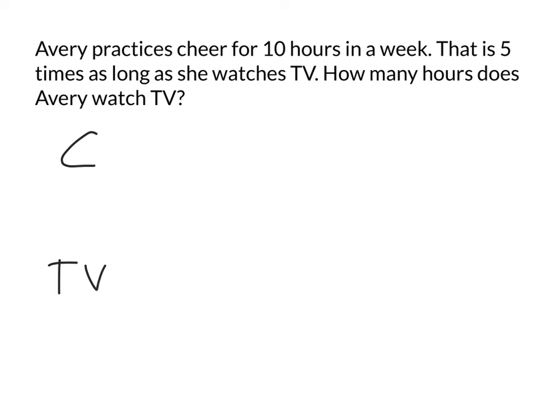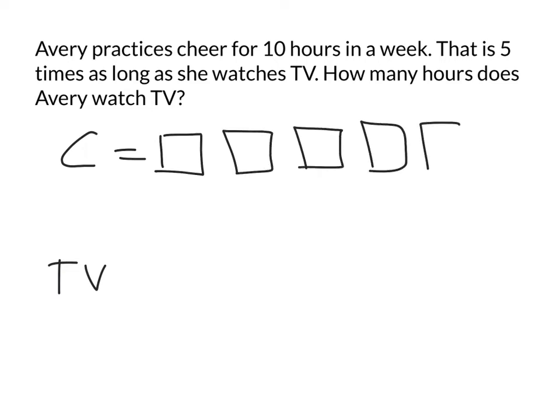What we need to do now is figure out which person or which thing has the 5 times as long. So we're going to read, she practices cheer for 10 hours a week. That is 5 times as long as she watches TV. So the cheer is the 5 times as long this time. So I'm going to draw myself 5 boxes for cheer. I'm going to draw myself 1 box for the TV watching. And this is all we have so far. Oh, we also have that the cheer is 10 hours.